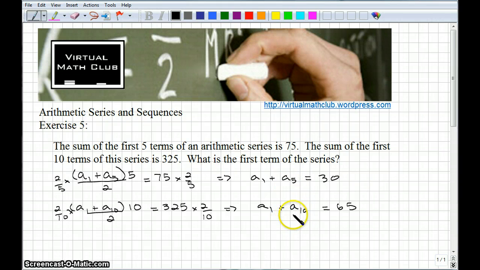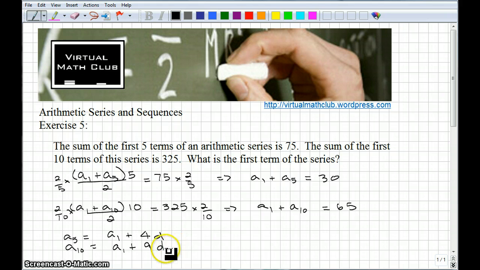So what else do we know? We know this is an arithmetic sequence, so a5 is equal to a1 plus 5 minus 1, which is 4, times the common difference. That's just n minus 1 times the common difference. There has to be a common difference because it's an arithmetic sequence. And a10 is equal to a1 plus 10 minus 1, which is 9d.